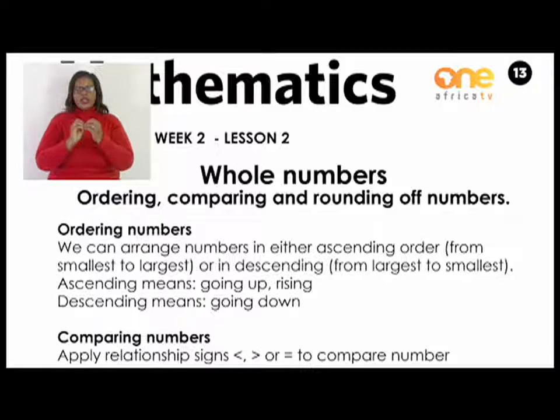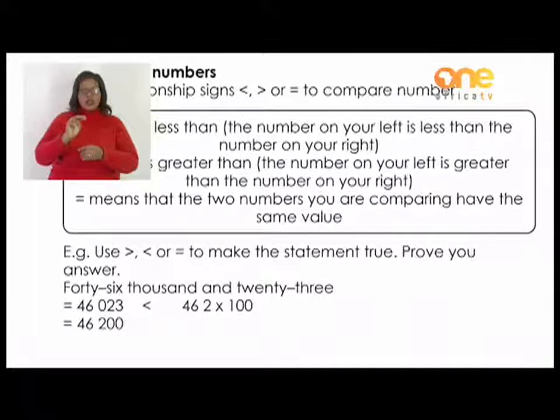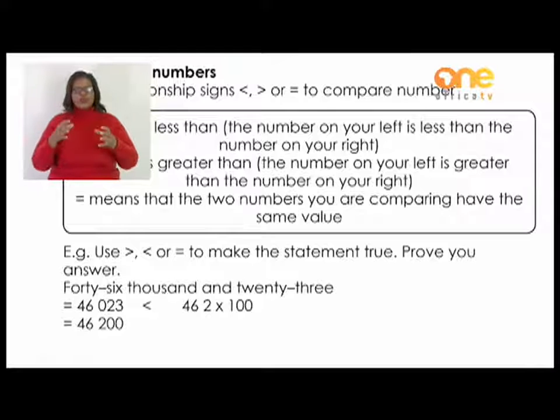We can arrange numbers in either ascending order from smallest to largest, or in descending order, which is from the largest to the smallest. In short, ascending order means going up or rising. Descending order means going down. Then we move to comparing. We have to apply the signs that determine which number is bigger than the other. So those signs are the ones we have to use to compare the numbers.